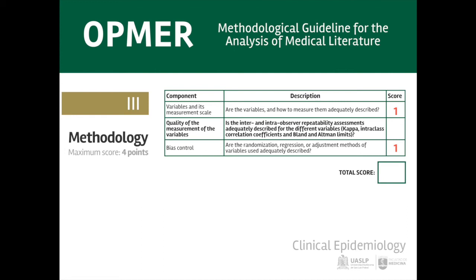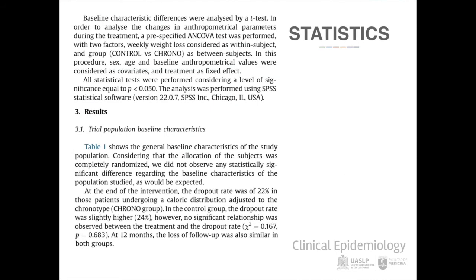However, remember that all that glitters is not gold. This article fails when focusing on the second component of the methodology item. It does not adequately describe if the researchers control the quality of the measurement of the variables. So we give no points to this component, obtaining a final score of 2 points. This is the crucial step in the analysis of this item of the OPMER guide. Don't forget it. Let's continue by analyzing the statistics of this article.